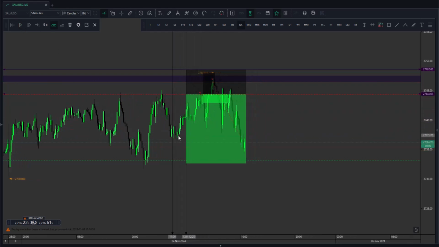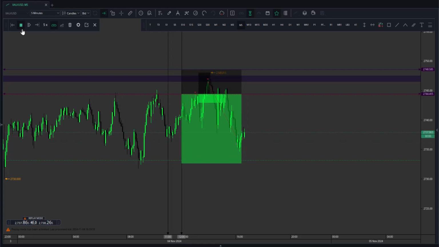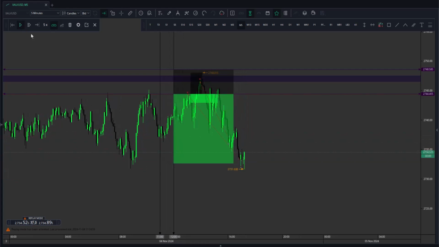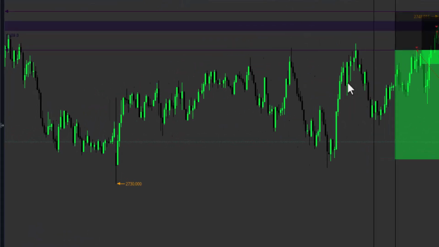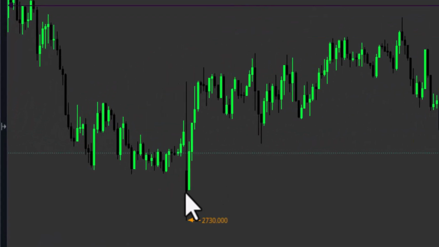So as you can see, just within a couple of minutes, my first TP got hit and that trade was actually out. Now just waiting for the second TP to get hit as well. And the second TP really got hit around this level. Now there was a lot of liquidity around this level right here.